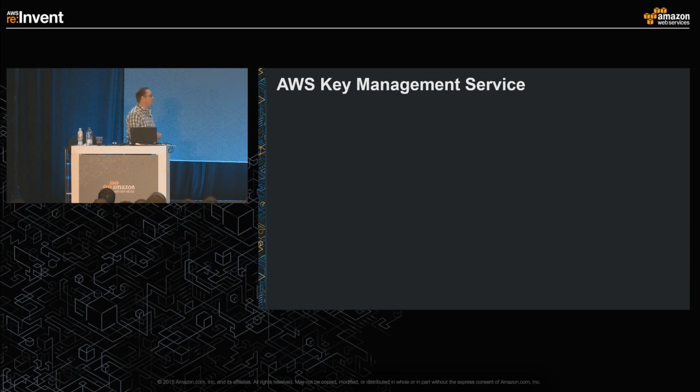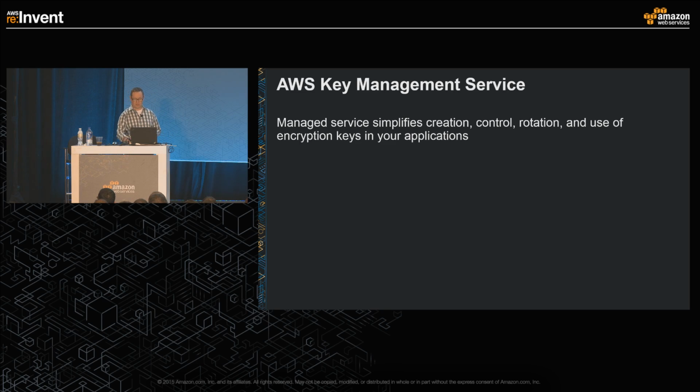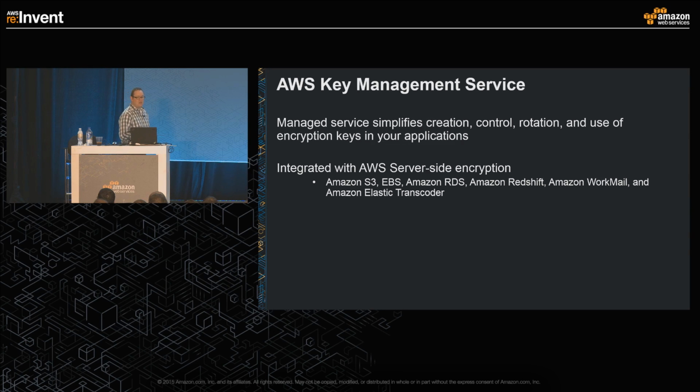So how does EBS encryption work? The first thing is EBS encryption is paired with the AWS Key Management Service. It's a managed service that simplifies creation, control, and rotation of encryption keys in your applications. And when we say in your applications, that means your own applications, or you can have KMS provide keys to other parts of the AWS services, such as EBS. So it's integrated with AWS server-side encryption, and EBS should be listed. Server-side encryption means that the data is being encrypted on the server side, so not on the client side when you're connecting to it.